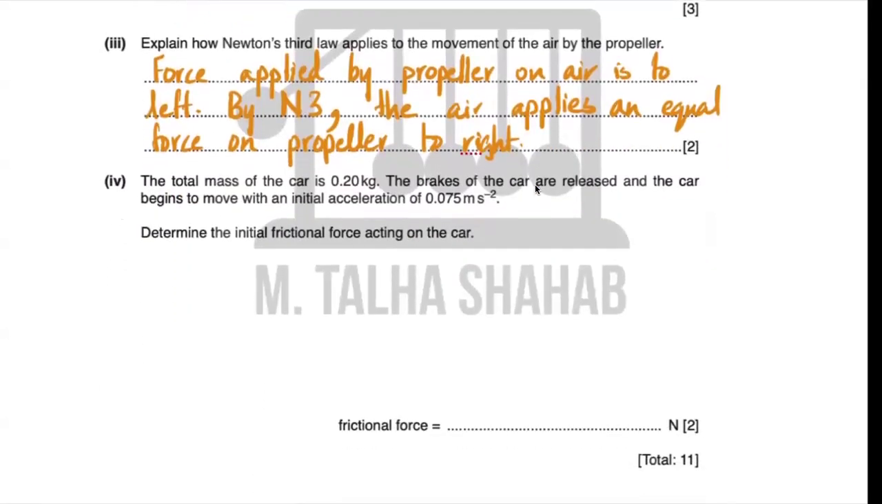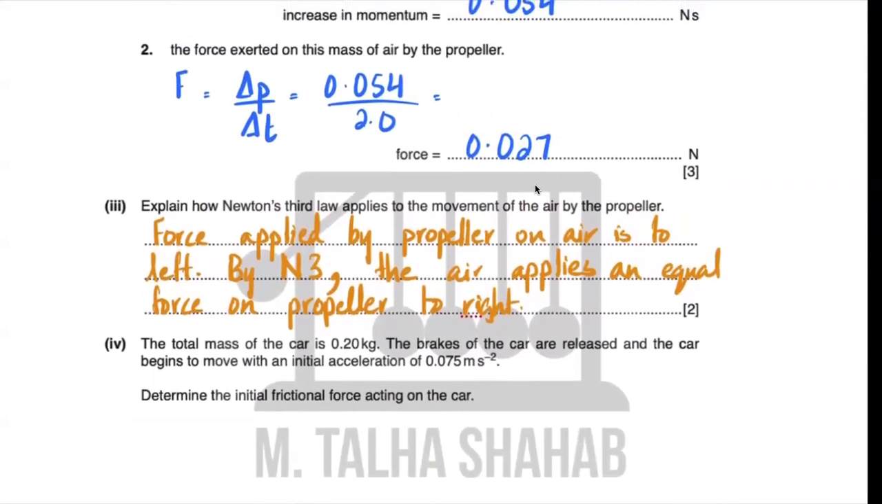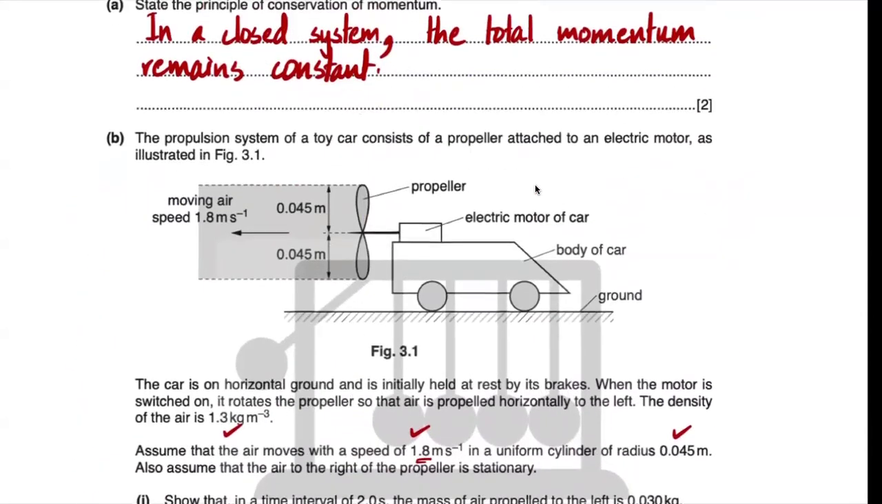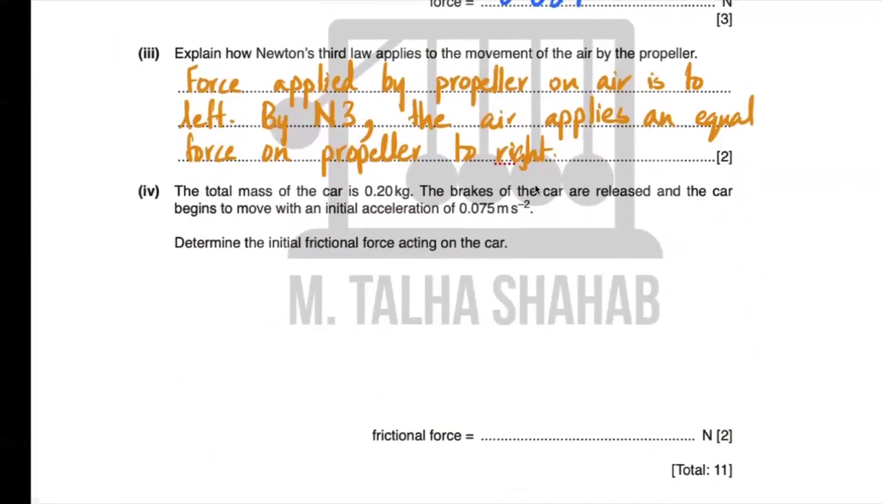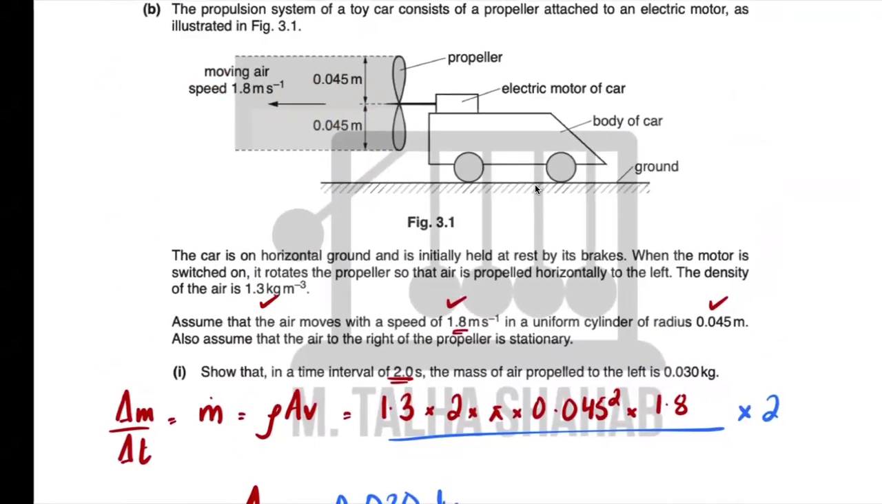Next, part 4. The total mass of the car is 0.2 kg. Brakes of the car are released and the car begins to move with an initial acceleration of 0.075 meter per second squared. Determine the initial frictional force acting on the car. Keep in mind that everything we're doing here is for 2 seconds. So if I need to find the frictional force, it accelerates with this force, which we just found was 0.027, and there's some friction which acts here. Obviously, if it accelerates, the 0.027 is greater than F.